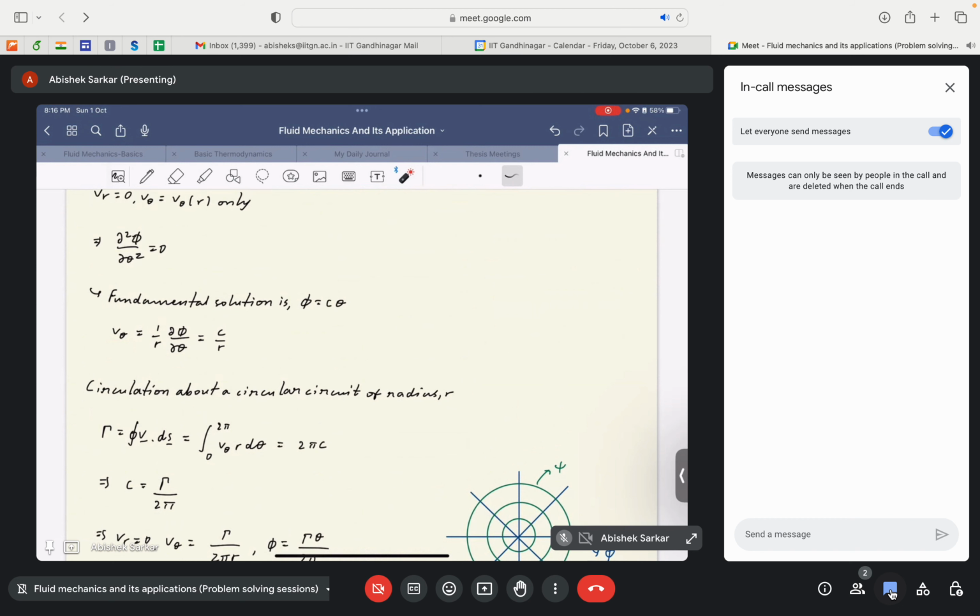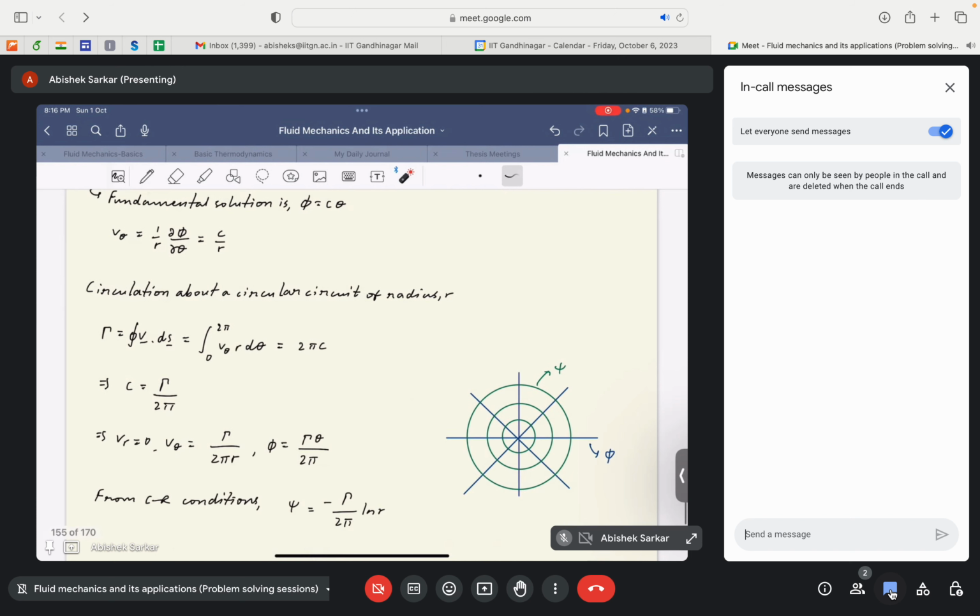Now if we calculate the circulation about a circular circuit of radius r with this velocity component, the circulation would be equal to the closed integral of this velocity component over a closed circuit in the flow field. That is the integral from 0 to 2 pi of v theta into r d theta, which will be equal to 2 pi c, where c is the arbitrary constant that we chose. Since gamma is equal to 2 pi c, c would be equal to gamma by 2 pi.